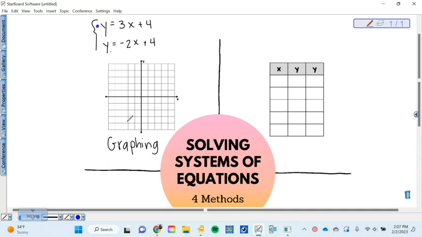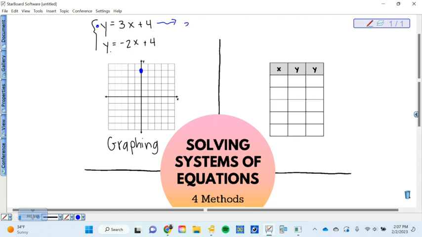4 on what axis? The y-axis. Perfect, right? That's my y-intercept right there. So I go up to 4. Okay, and then what's my slope of this line? 3. Yeah, 3. What does that mean in terms of rise over run?